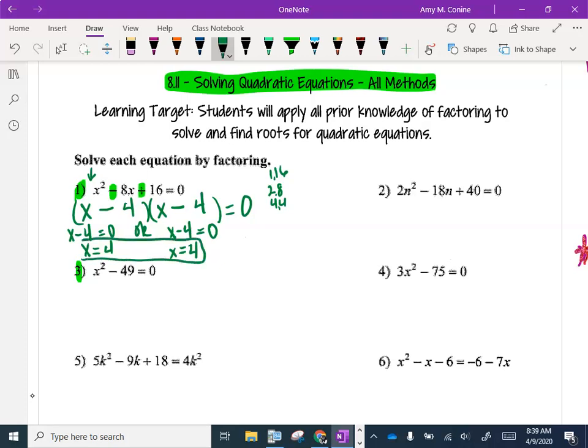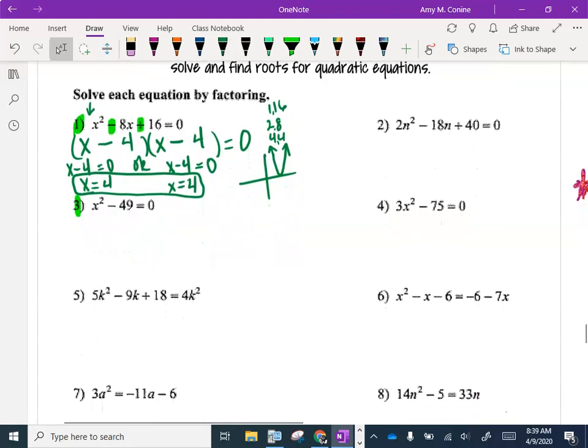Now you get x equals 4. So that means that on the graph you are hitting the x-axis. It hits that one time. But that's how you would do it with factoring. So we won't actually do 3. I want you guys to do 3 on your own.